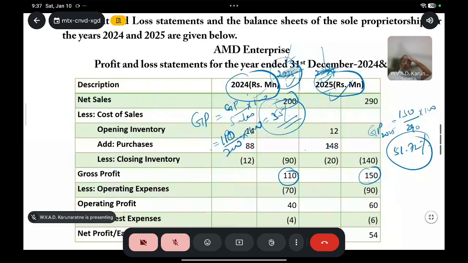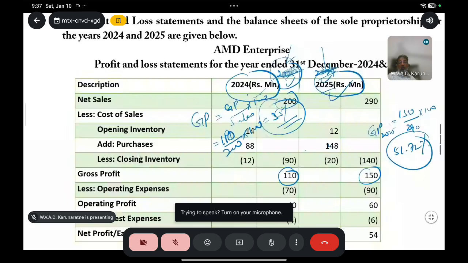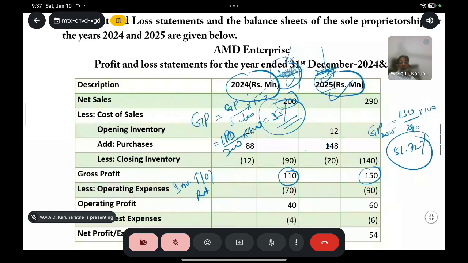Yes, sir. Right. So if you want to calculate the inventory turnover ratio, how to calculate? Cost of goods sold divided by average inventory. Cost of goods sold, it is given. It is the cost of goods sold, right? Cost of goods sold here.